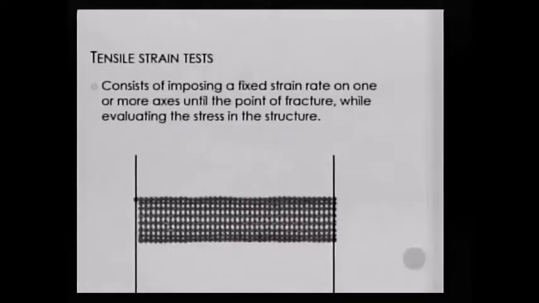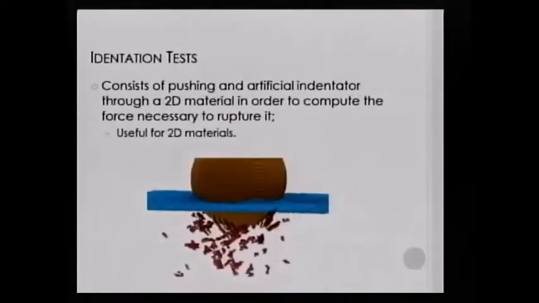This is a very common test, and you can use it, for example, for many different types of systems. We also have the indentation tests, which consist of pushing an artificial indenter through a 2D or 3D material in order to compute the force that is necessary to rupture the material. This is commonly used for 2D materials because it's widely employed and gives you an experimental reference, since this type of test is commonly used experimentally, like Professor André talked about yesterday.